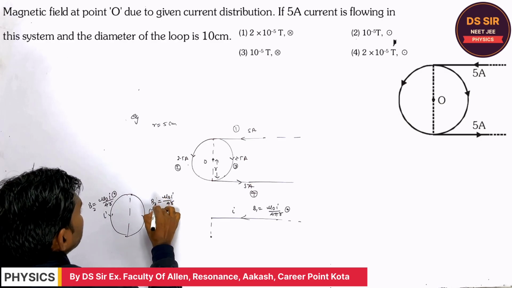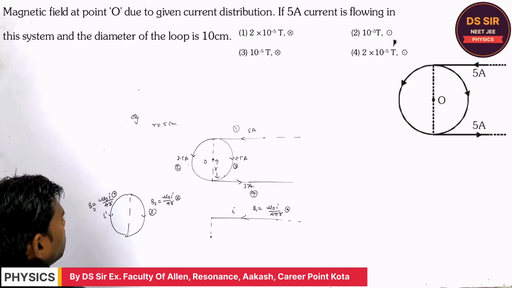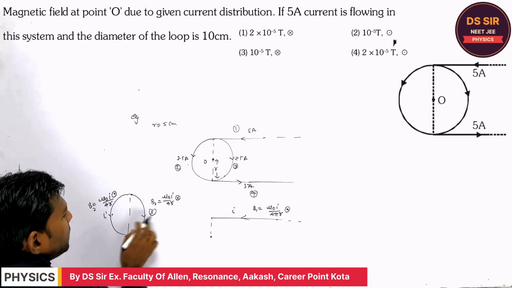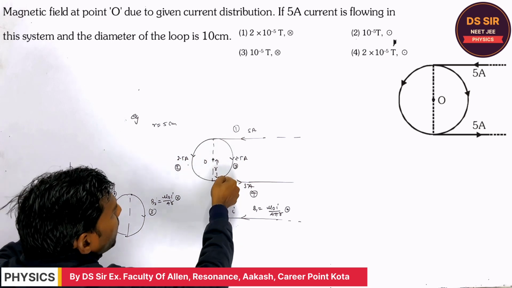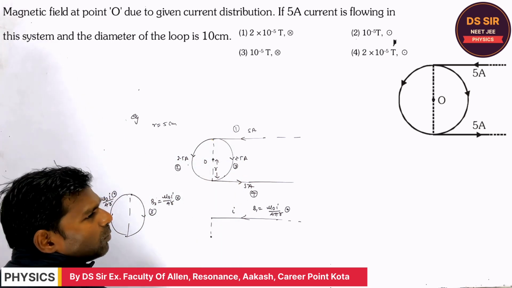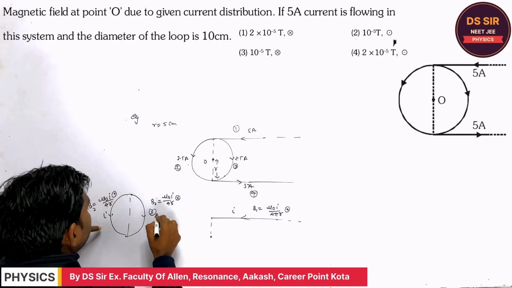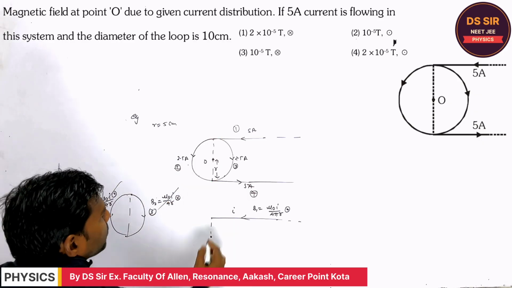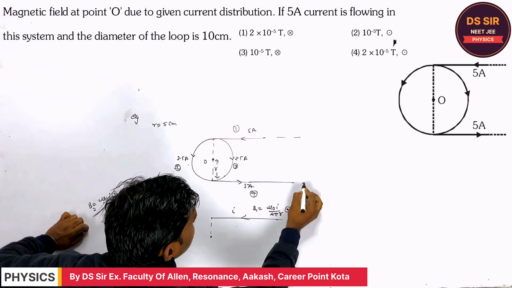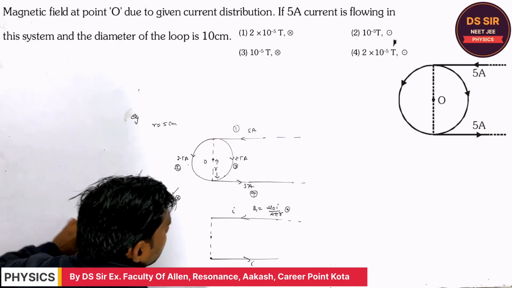And this is into the board. Are you getting or not? So both will cancel each other. Because of this part and this part, the magnetic field is equal and opposite. So B2 and B3 will cancel each other, so don't consider that. Now consider the fourth part. This is the fourth part, and this is the current I.